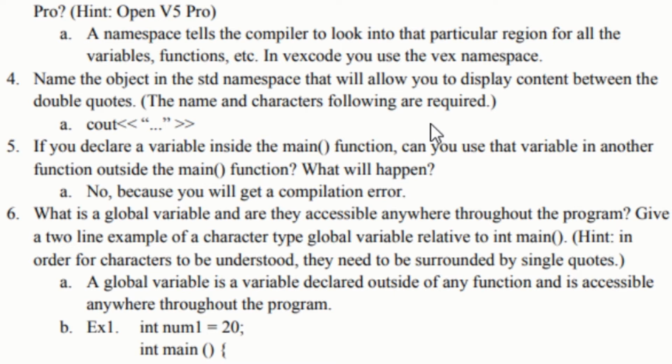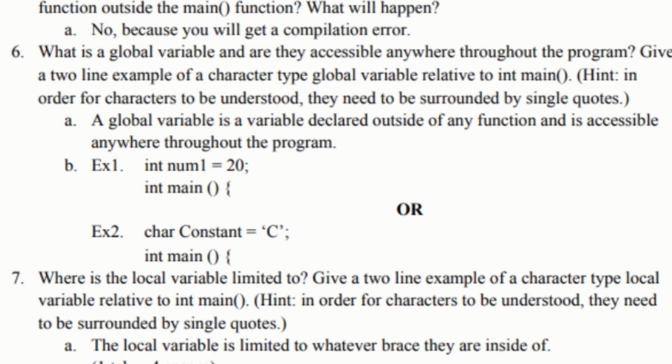A global variable is a variable declared outside of any function and is accessible anywhere throughout the program. Example 1, integer number 1 is equal to 20, and then int main. So this means that if you ask what is int number 1 anywhere in your code, 20 will be the answer. As a character, example 2, character constant equals 'c', int main. Anytime you ask for the character constant anywhere in your code, c will be the answer.